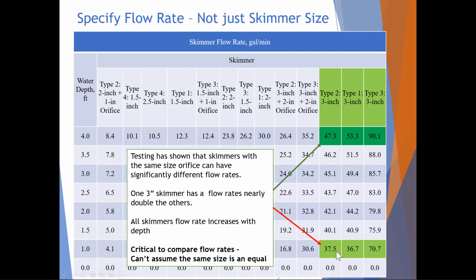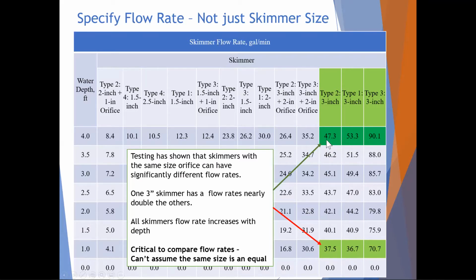And you'll see two of them. Their test tank goes from 0 to 4 feet deep. So you got 0 at the bottom, 4 feet at the top. And so two of the skimmers start out flowing around 37 gallons per minute, and one was nearly double that at 70 gallons per minute. As the depth in the tank increased from 1 foot to 4 feet, you'll see all three skimmers had an increase in flow rate of about 25%.